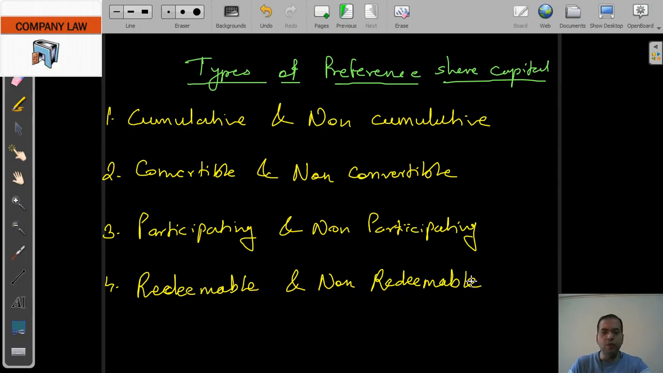In case of convertible, convertibility is the option given to the preference shareholders. Convertible shares possess an option or right whereby they can be converted into ordinary equity shares on some agreed terms and conditions. Now the convertibility can be of different kinds: full convertibility, partial convertibility, non-convertibility.